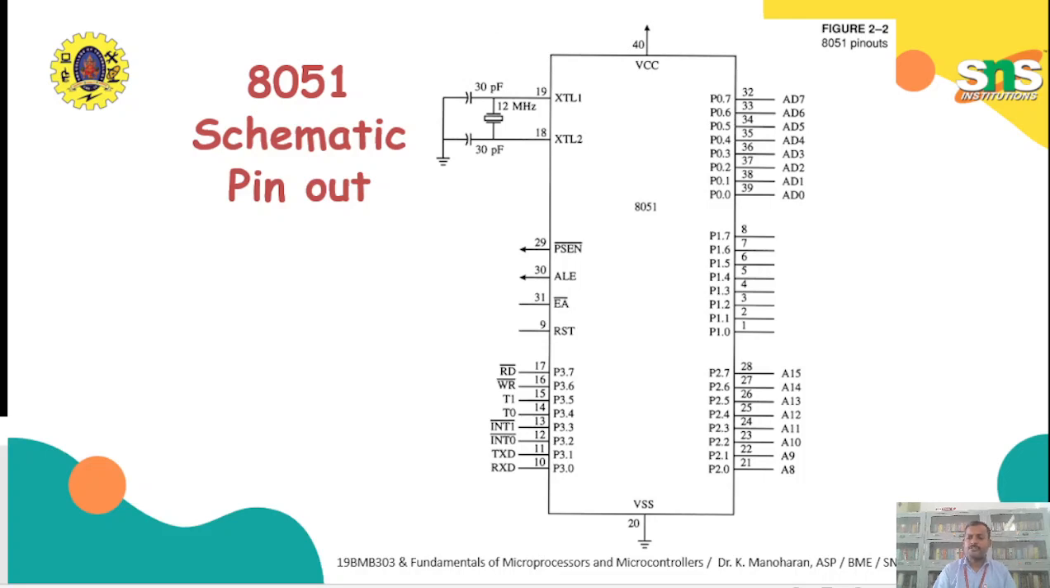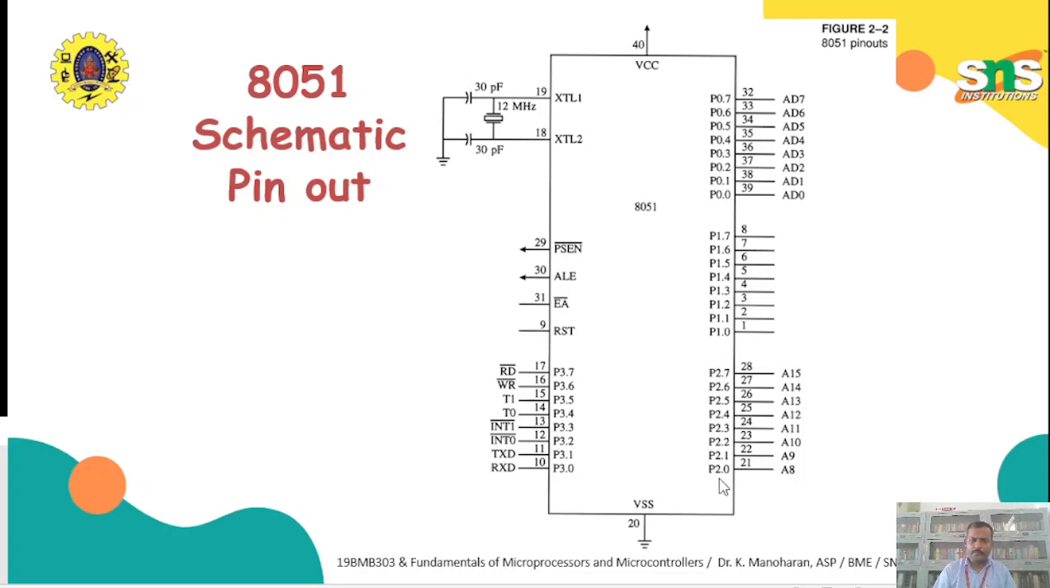How will it be multiplexed or decoded? That is done by using control signals. Address and data will be decoded with the ALE signal, that is the address latch enable signal. Whenever you use an IO operation, those IO lines will be decoded. Look at port 1, port 1.0 to port 1.7, pin number 1 to 8. Here no signal is multiplexed, so it only has an IO function, that is an input or output function.